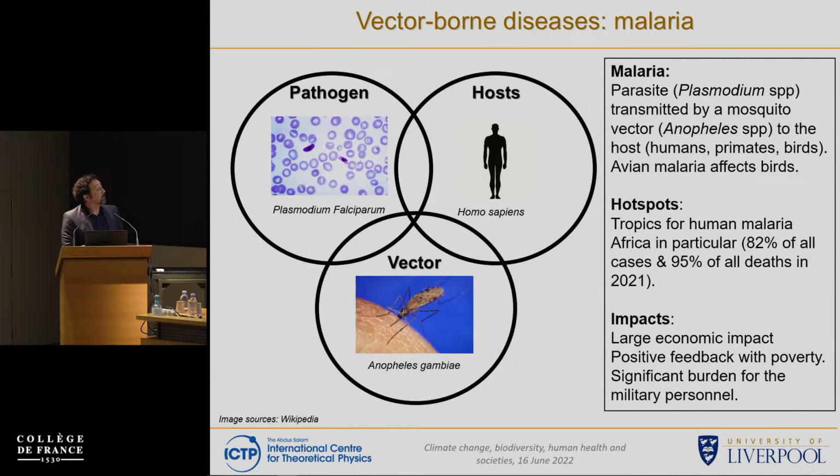And the vector, I've just shown one very nasty here, Anopheles gambiae, which is the most common vector in Africa, transmitting malaria. There are several others. And depending on where you are, they're going to have different efficiency at transmitting this pathogen. So you need those three conditions: a host, pathogens, vectors, everything evolving into the environment.